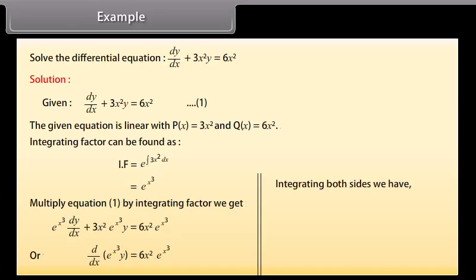Integrating both sides, we have e^(x³) y = integral of 6x² e^(x³) dx = 2e^(x³) + c. Solving for y, we get y = 2 + c e^(-x³).